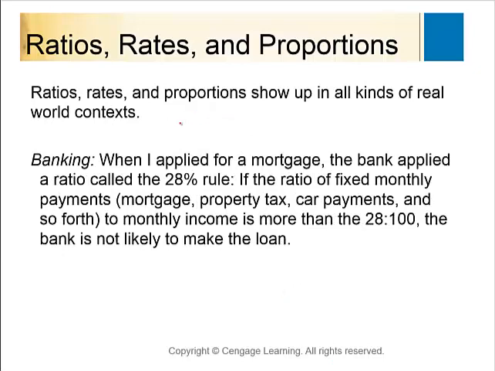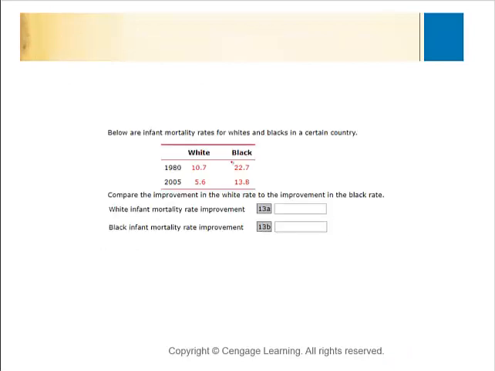When I'm doing banking and I talk about the 28% rule, this is another example of applying my ratios to discovering whether or not I can get a loan. So let's look at this problem. In this particular problem, they're wanting you to compare the improvement rate. So they're going to want us to actually do that division just as in that banking problem. And this is one of your homework questions. So let's see how this is done and what it is that they're asking for.